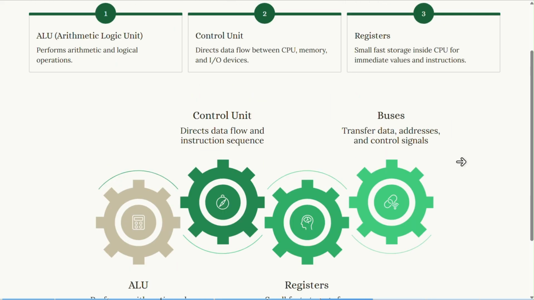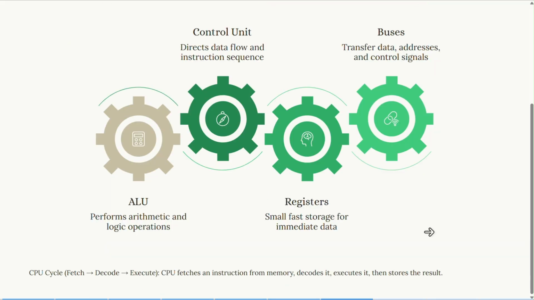Now let's understand how the CPU works. Every processor follows a process called the fetch, decode, execute cycle. First, the CPU fetches an instruction from memory. Next, it decodes the instruction to understand what action needs to be performed. Finally, it executes the instruction and produces the required result. This entire cycle repeats millions or even billions of times every second. Modern processors also have multiple cores, allowing them to perform several tasks simultaneously.